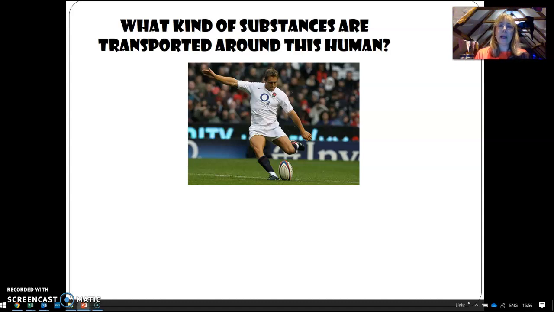Now I want you to think for a moment, and you can draw your own hero, idol, whoever you perhaps fancy. I don't know who's the latest boy band hero at the moment. But in the middle of your page, I want you to draw your person. And I want you to pause for a moment and think, what kind of substances are transported around your amazing human? Okay? Have a think and then restart the video.